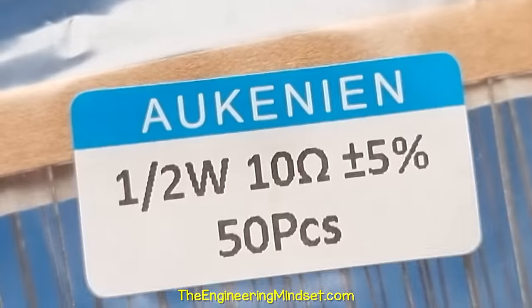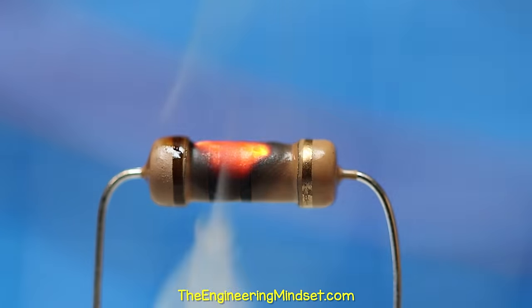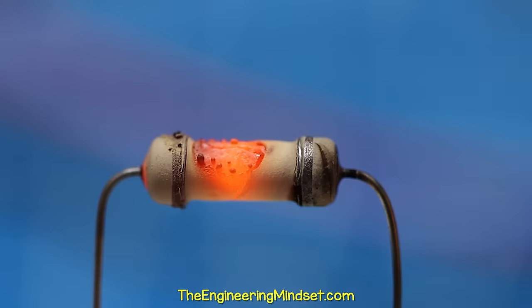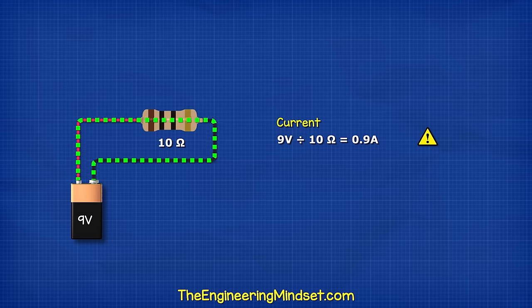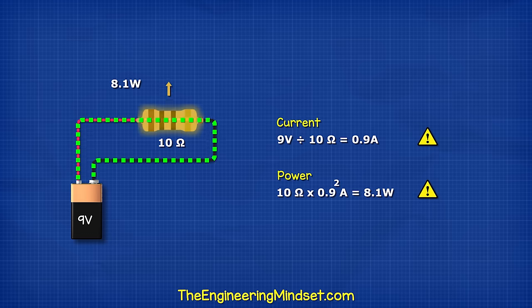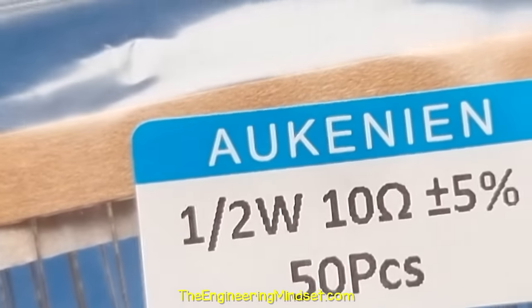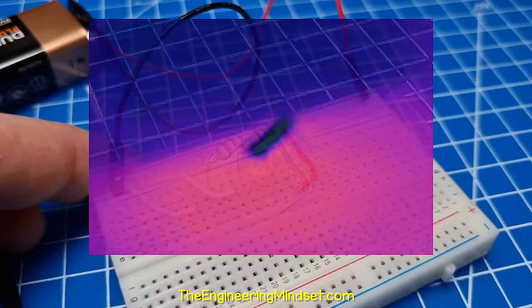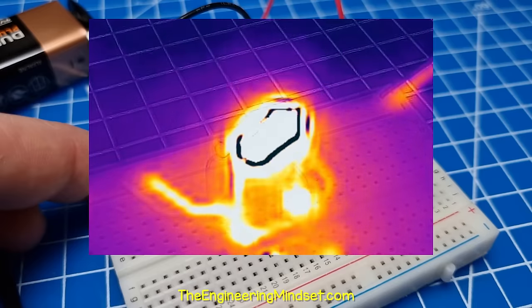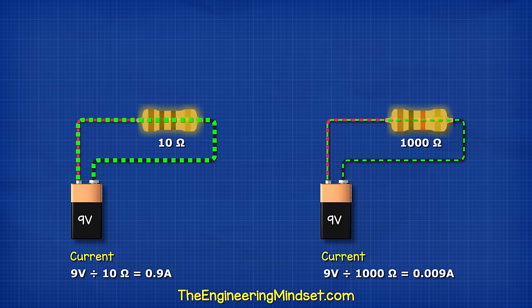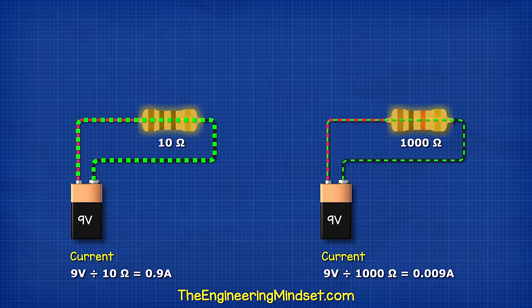But if we connect a 10 ohm resistor, it will catch fire. That's because the current is now around 0.9 amps. And so the power is around 8 watts. This is only rated for 0.5 watts, so it rapidly overheats and catches fire. So we can see that the higher the resistance, the lower the current will be.